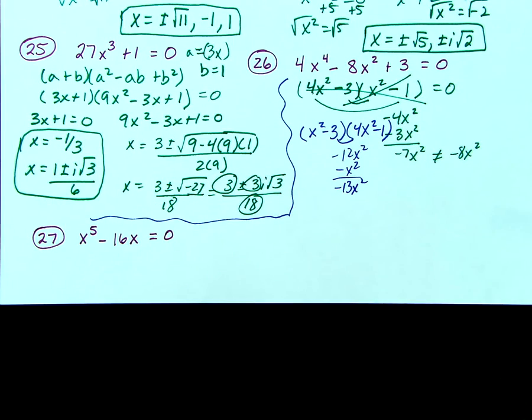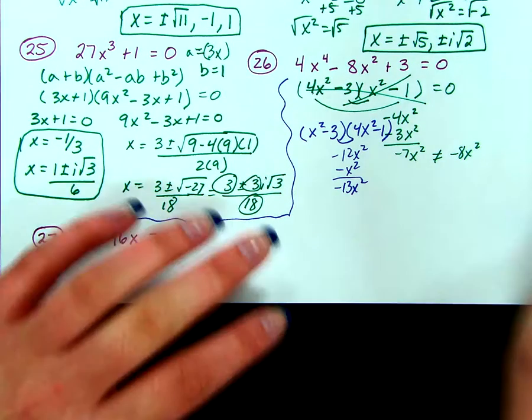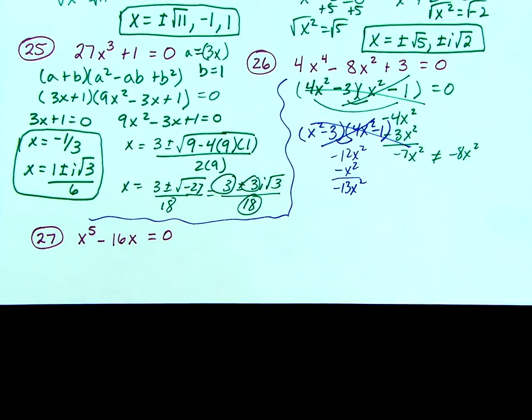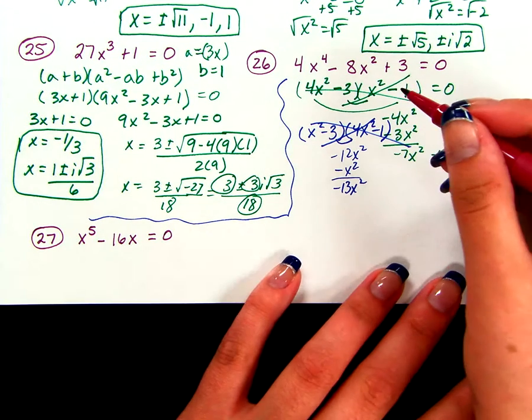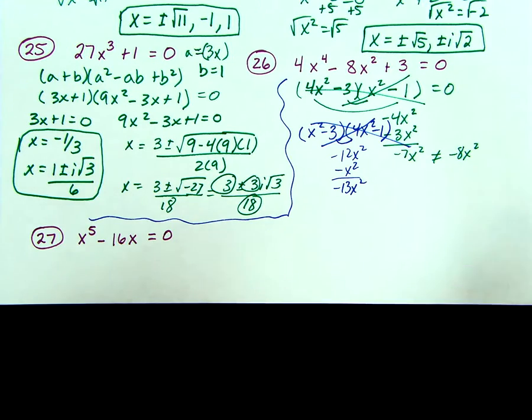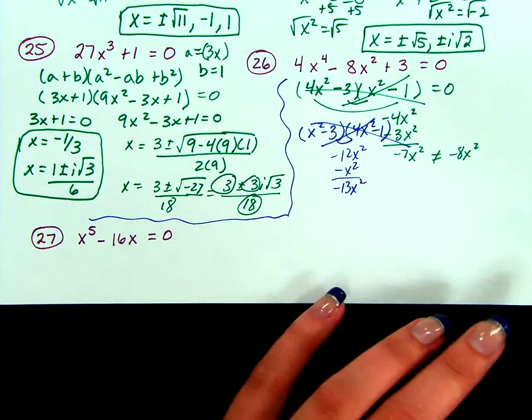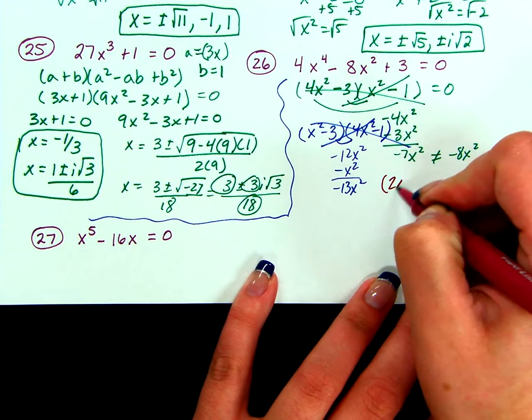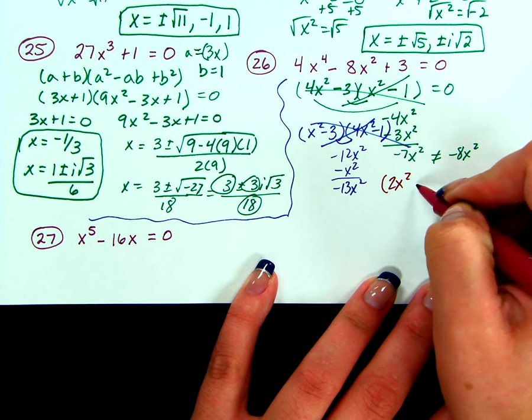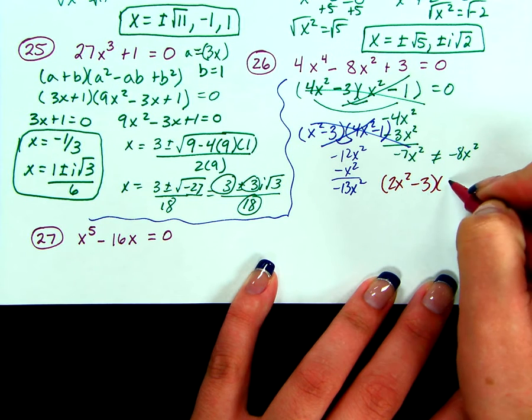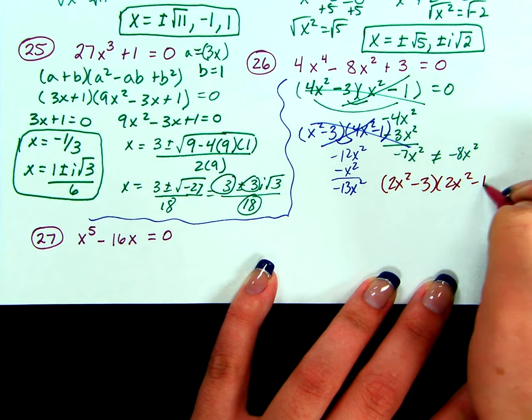So still did not pick the right set of factors because I did not get negative 8. So again, I have to go back and refactor. So this becomes very important that you are checking to make sure that you're factoring correctly. All right, so one more time. So this means that I have to split it as 2x and 2x if it's going to work. So 2x squared minus 3, and then 2x squared minus 1.